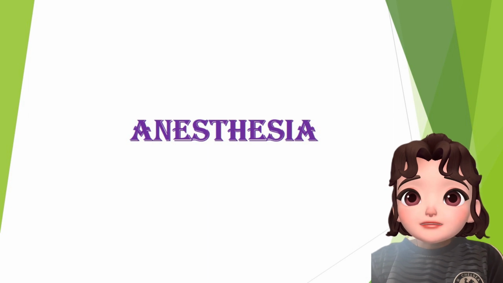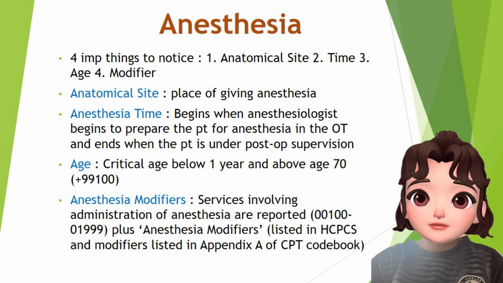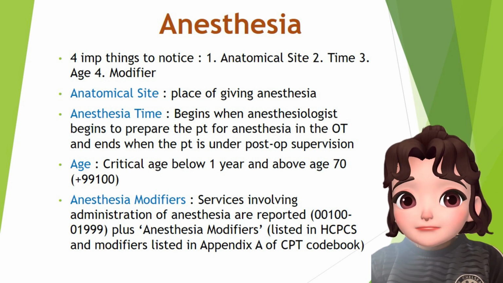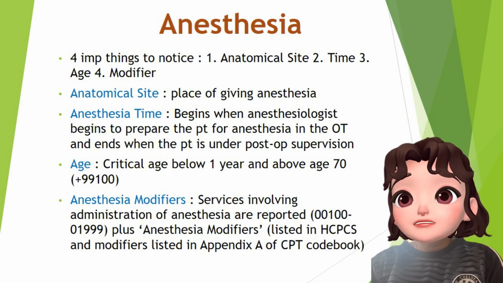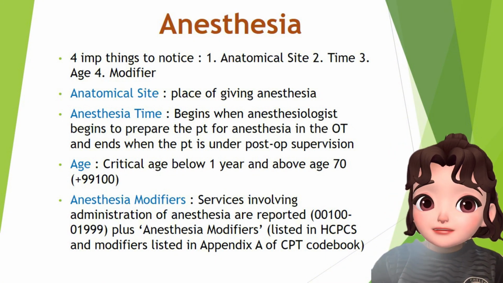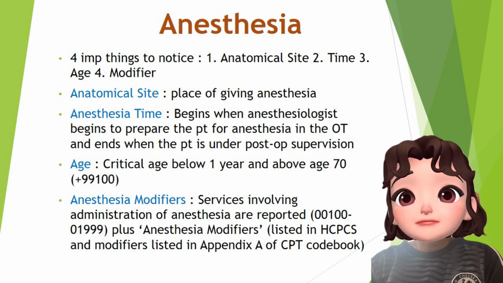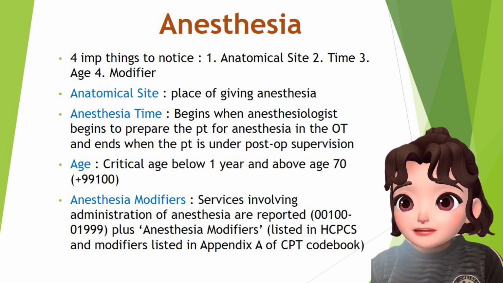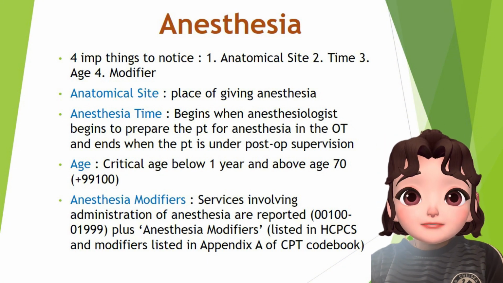Today we will learn about anesthesia. Under anesthesia, there are four important things to notice when you are reporting an anesthesia code. First is the anatomical site, second is time, third is age, and fourth is modifier. Anatomical site is the place of giving anesthesia, which place the doctor is giving anesthesia. Anesthesia time is more important.